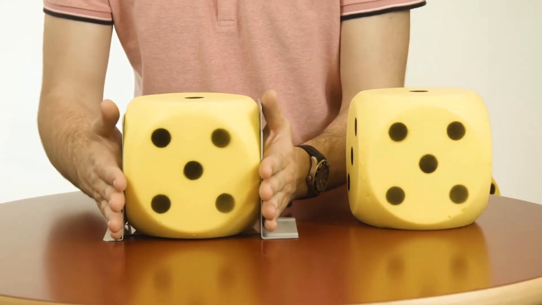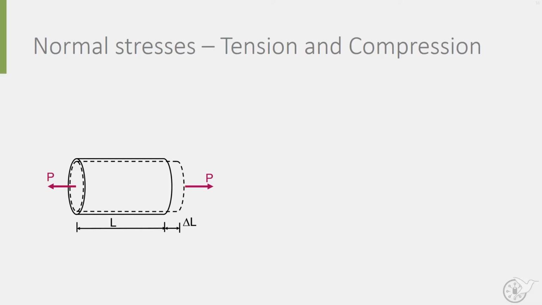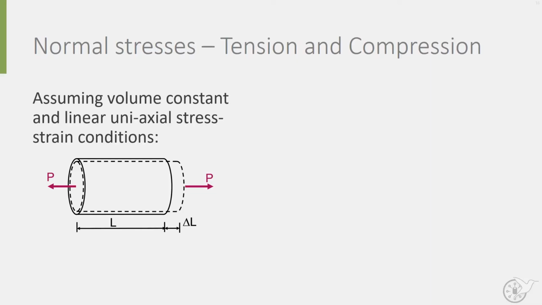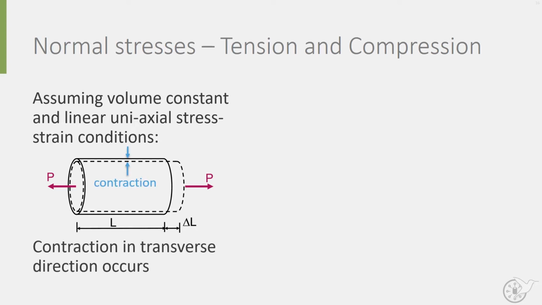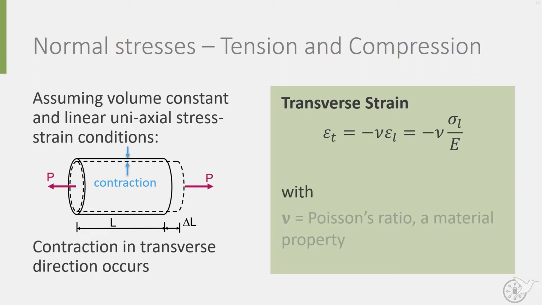When you extend or compress an object in one direction, it often contracts or expands in another direction. If we assume that the overall volume of the object remains constant, we can observe a second strain in the transverse direction of loading. This strain is called transverse strain, denoted by epsilon t. It is equal to minus nu, to indicate opposite direction of deformation, times the normal strain epsilon L. Or, if further written out, to minus nu times the normal stress over the modulus of elasticity E. The small Greek letter nu is known as Poisson's ratio, and like the modulus of elasticity, the Poisson ratio is a material property.